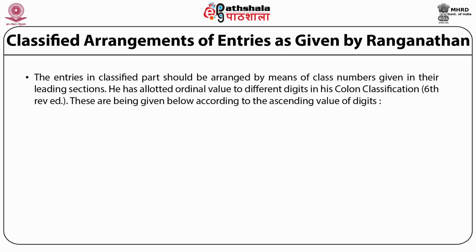He has allotted ordinal value to different digits in his Colon Classification, 6th revised edition. These are being given below according to the ascending value of digits. Arrester, forward arrow, backward arrow, 0, inverted comma, dot, colon, semicolon, comma, dash, small a, small b to small z, 1 to 9, capital A, capital B to capital Z, and starter.